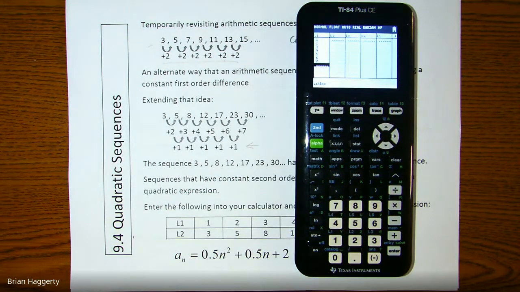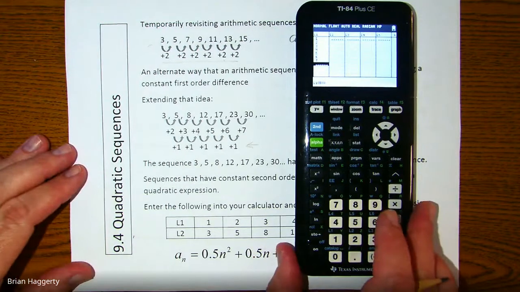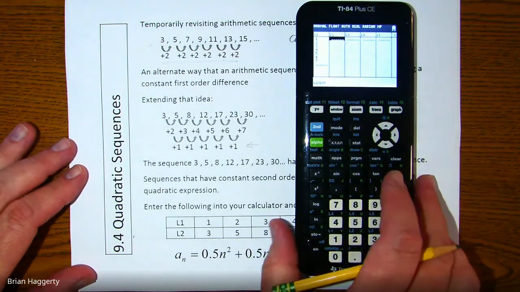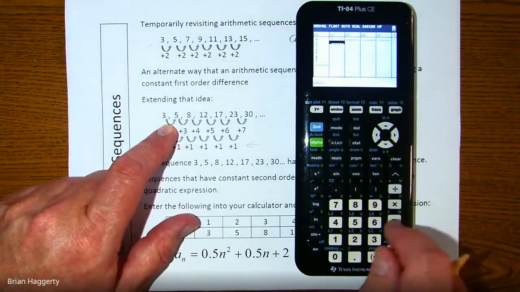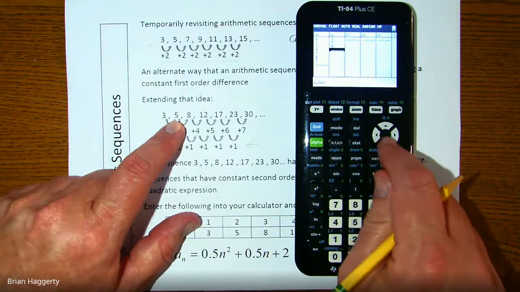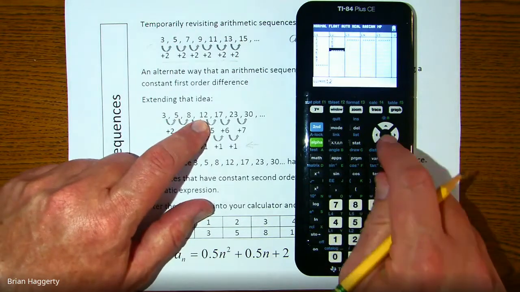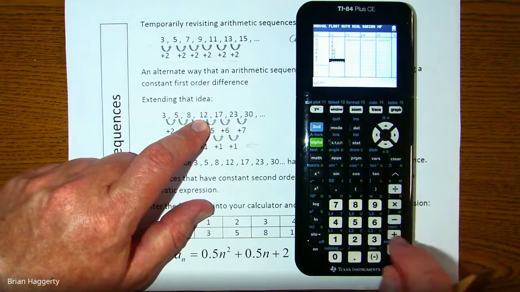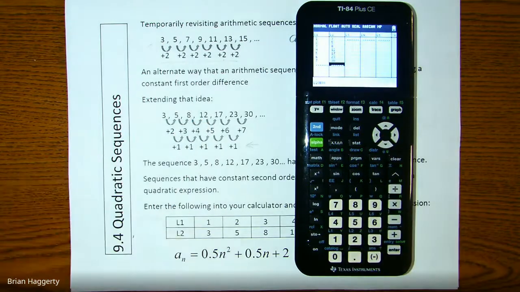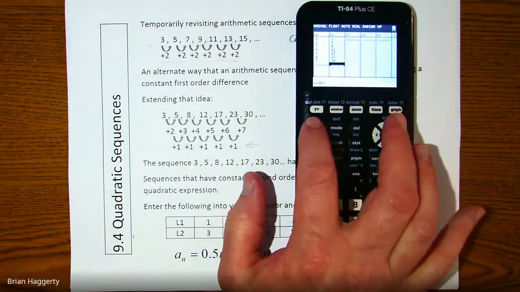And I apologize for the glare with this. Sometimes it's there, sometimes it's not. And then in L2, we're going to put in the terms themselves. So 3, 5, 8, etc. And we're going to quit out of there.